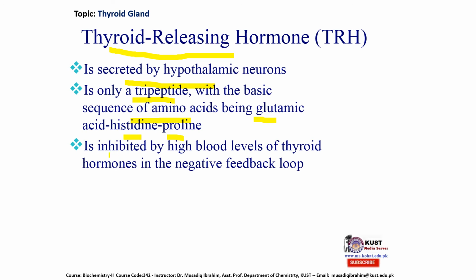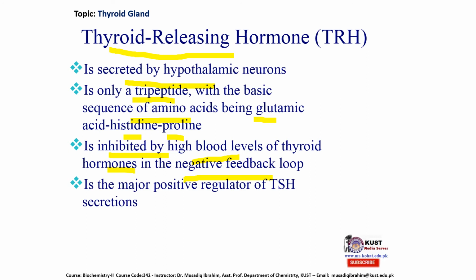Now this hormone is inhibited by high blood levels of thyroid hormones in the negative feedback loop, which we will discuss in the coming diagram. This thyroid releasing hormone is the major positive regulator of thyroid stimulating hormone secretion, which means that it positively regulates the secretion of the thyroid stimulating hormone.